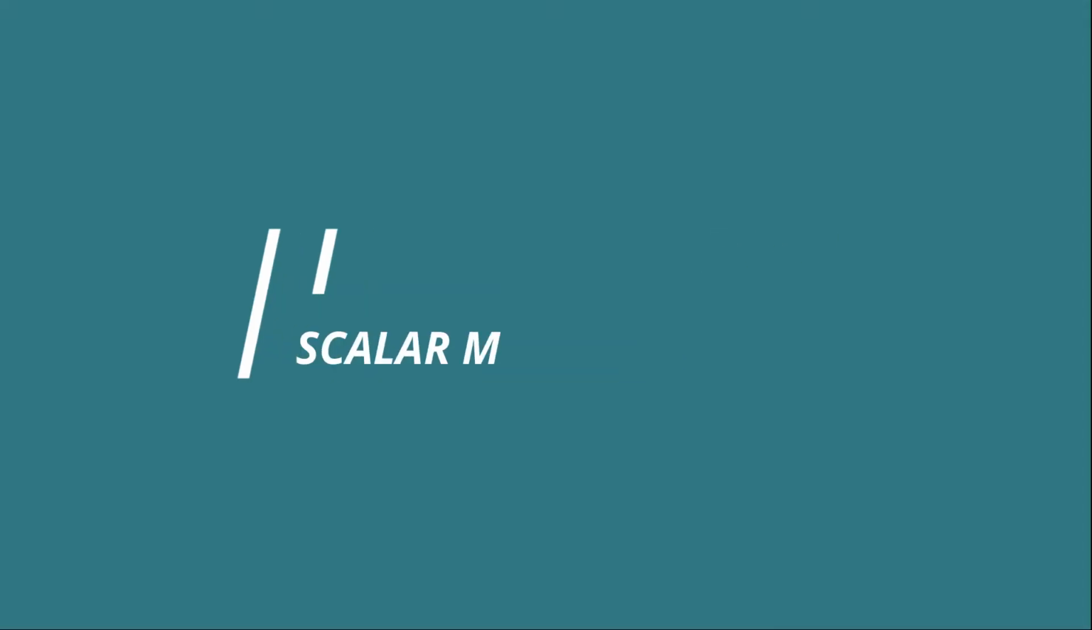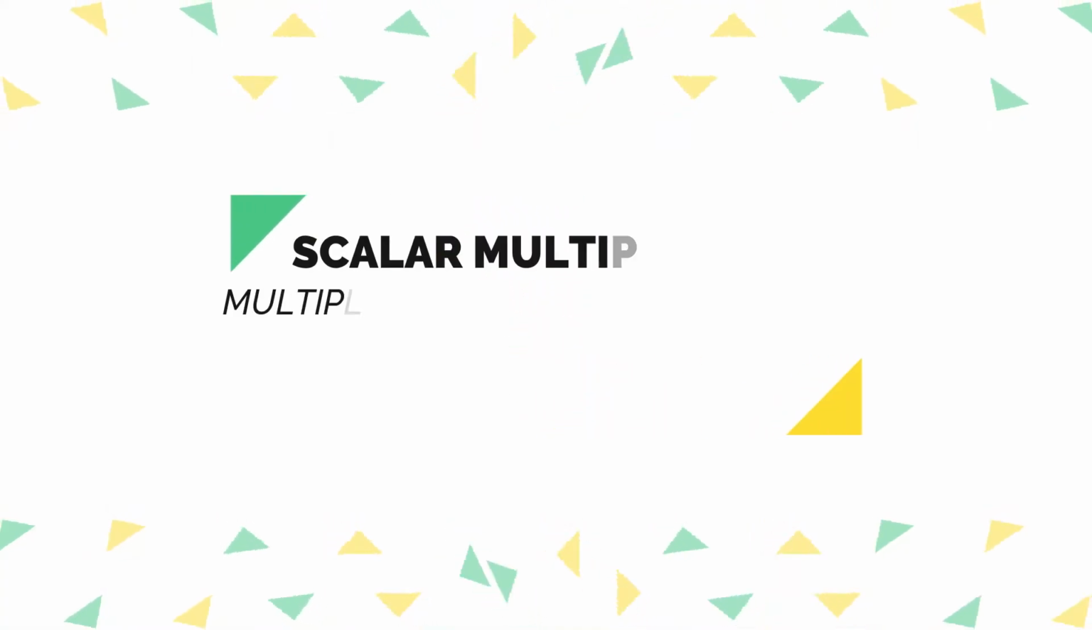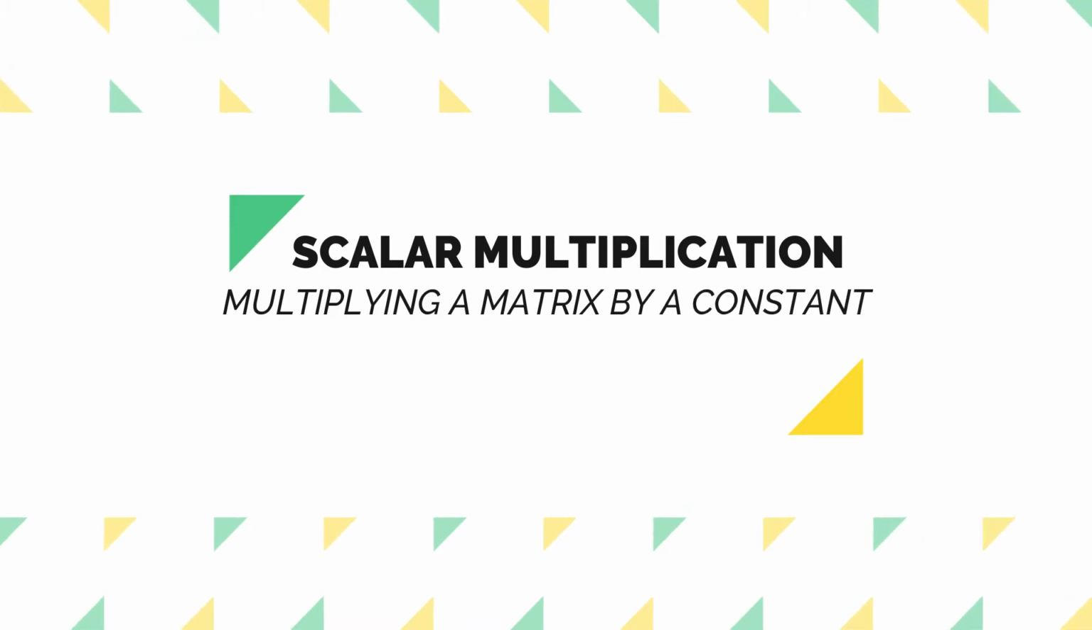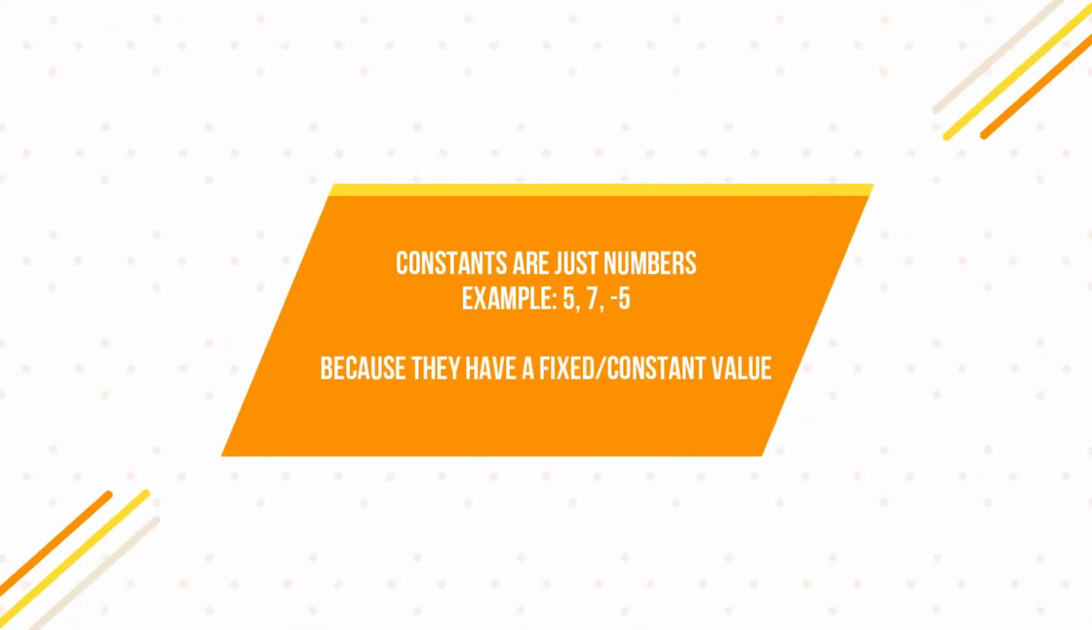Now, whenever we're multiplying matrices, we first want to start with what is known as scalar multiplication. Scalar multiplication is just multiplying a matrix by a constant. Constant meaning a number. The best way to understand it is with an example.